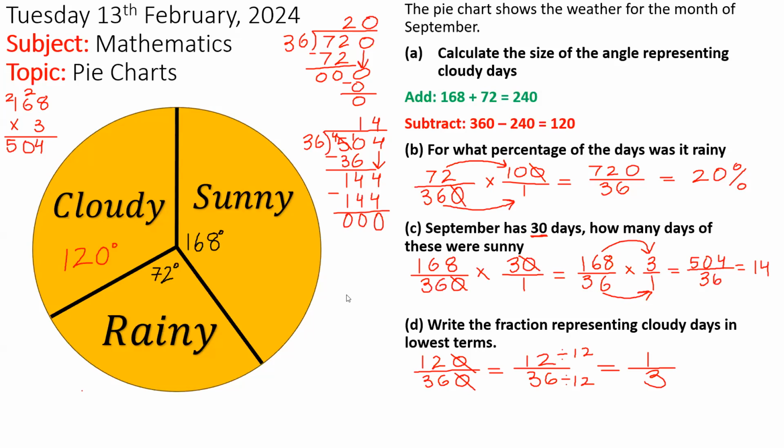All right, we're looking for the fraction for cloudy days in lowest terms. 120 over 360. We cancel out the zeros in 120 and 360, which gave us 12 over 36. We divide it by 12. 12 divided by 12 is 1, and 36 divided by 12 is 3. Very good.